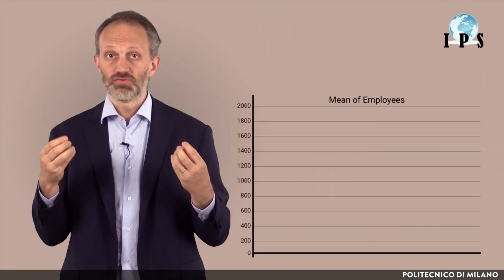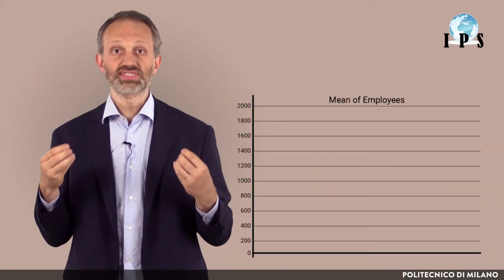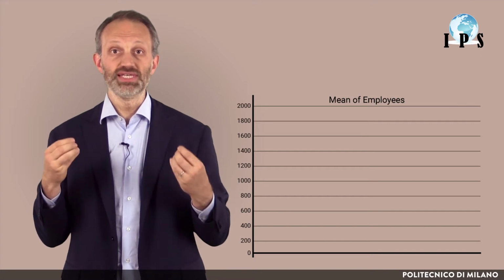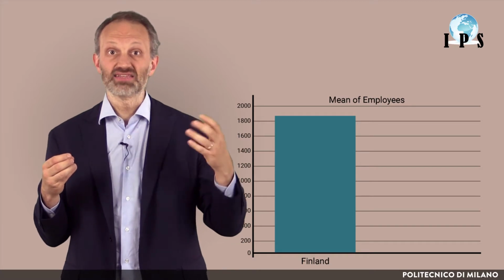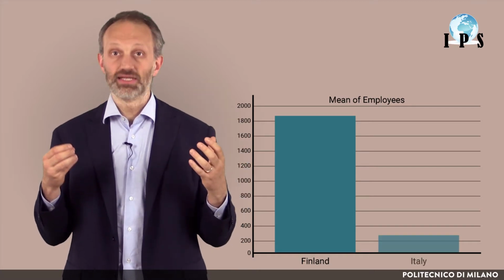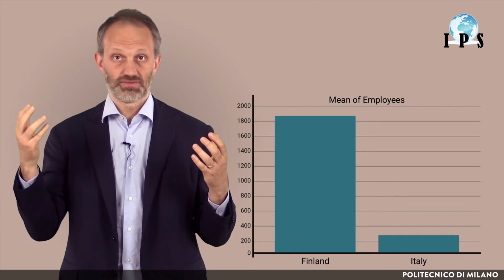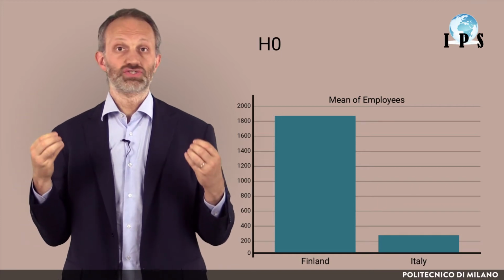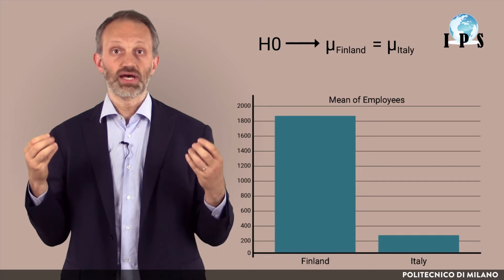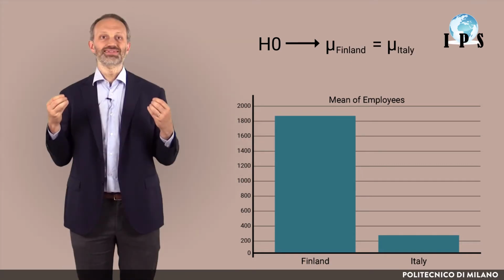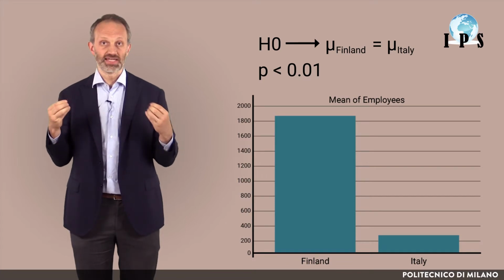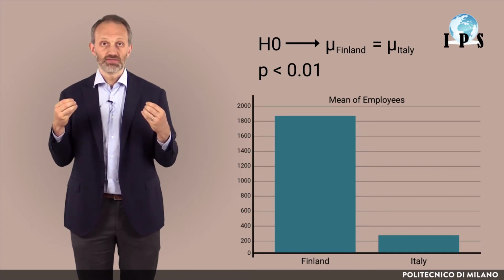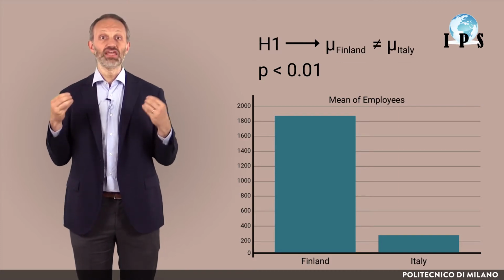In this example from the IPS project, we see the mean of the number of employees of the companies from Finland, 1,855, and Italy, 278. The H0 is that the two values are equal. With the t-test, we obtain a p-value well below 1%, so we can reject the H0 and conclude that the two values are significantly different.